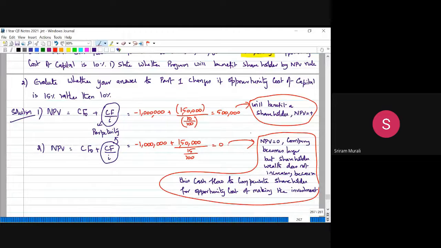So this 15% growth will not increase the shareholder wealth. If I change the discounting rate from 10 to 15%, are you able to understand? Yes, sir.